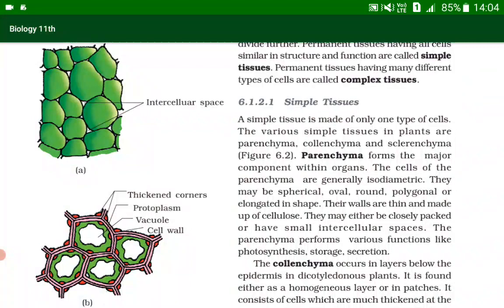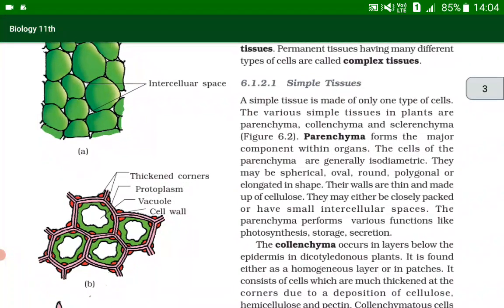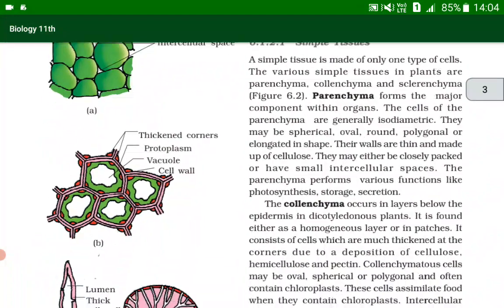They may be spherical, oval, round, polygonal or elongated in shape. Their walls are thin and made up of cellulose. They may either be closely packed or have small intercellular spaces. The parenchyma performs various functions like photosynthesis, storage and secretion.